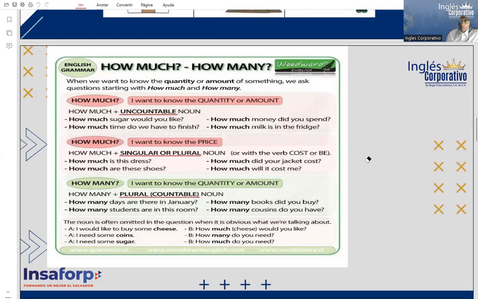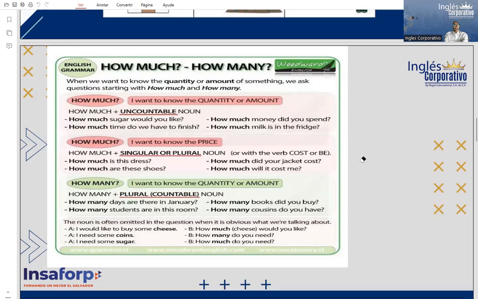Ahora bien, the days are countable. ¿Los días son contables? Yes. Ok. What about people? People are countable? Yes. What about books? Yes. Cell phones? Yes. Table also is countable.